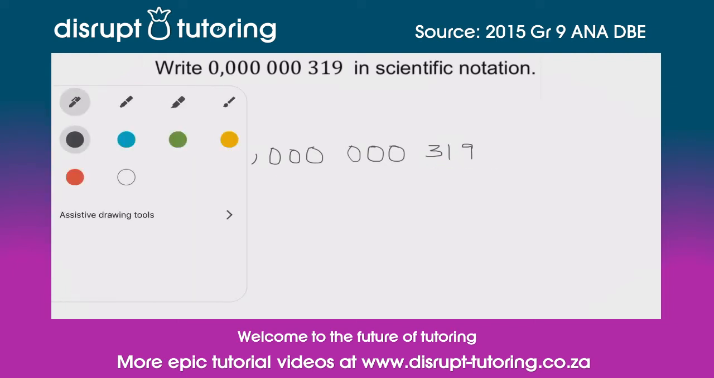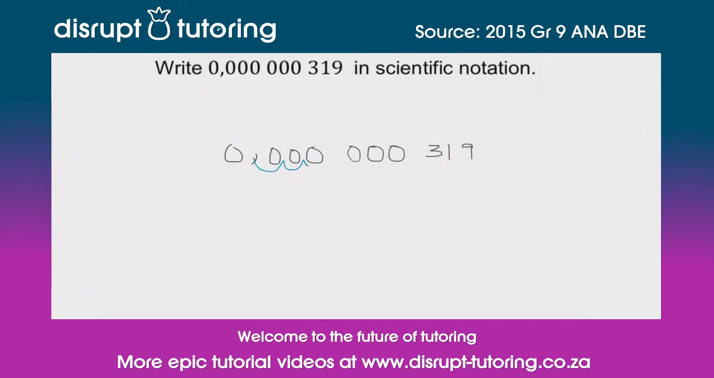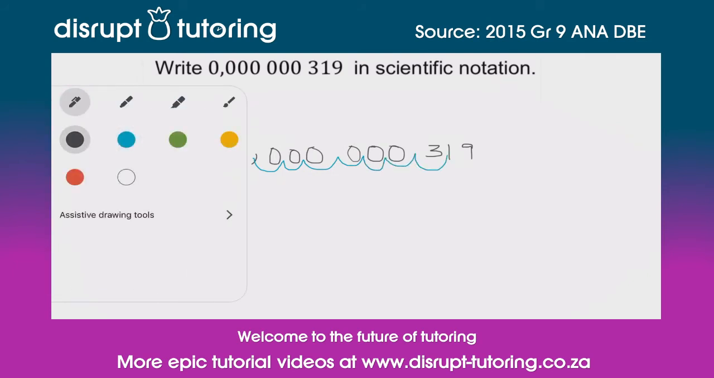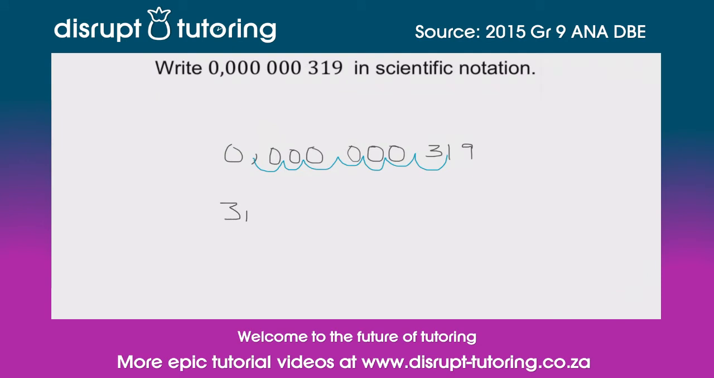I'm going to change the color. So count with me as I move the comma: 1, 2, 3, 4, 5, 6, and 7. So remember that number, 7. So we've got 3, 19.